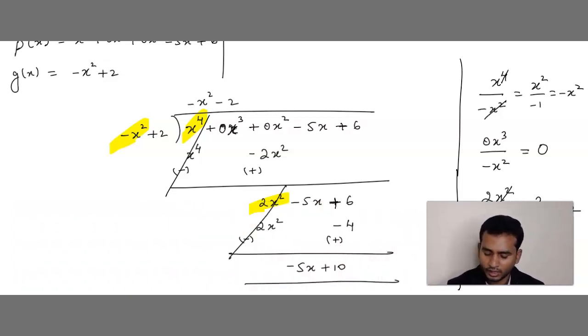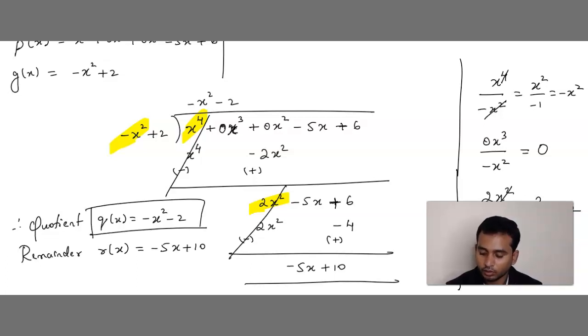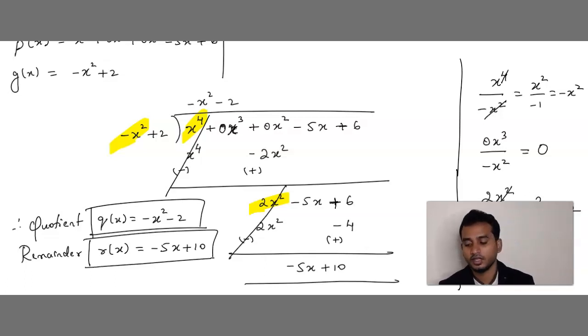So now we can say that, therefore, quotient, that is q of x, is equal to minus x square minus 2, and remainder, that is nothing but r of x, is equal to minus 5x plus 10. So this is our quotient and this is our remainder. I hope you all have understood how to solve this.